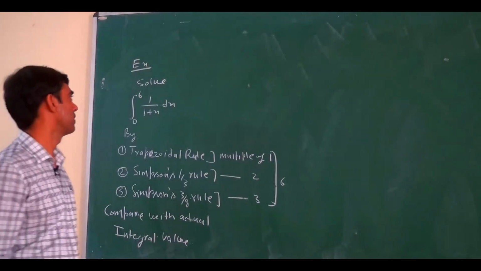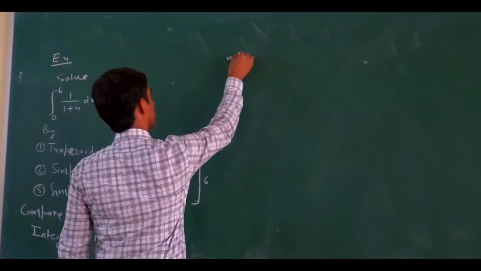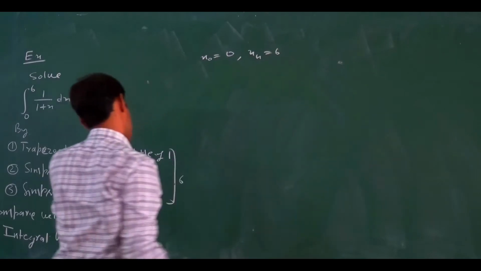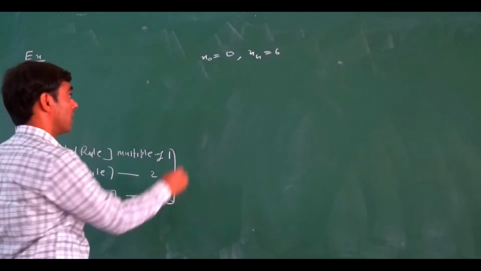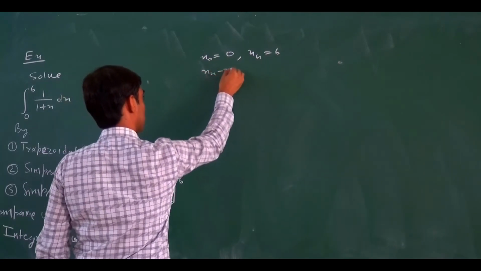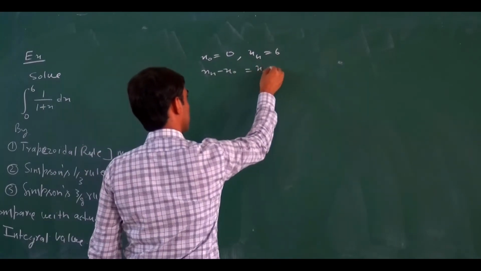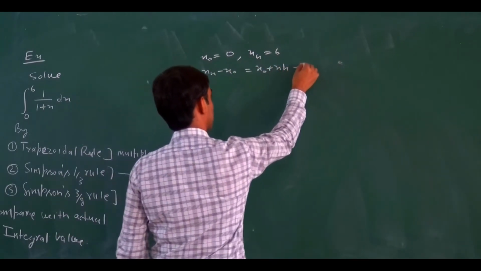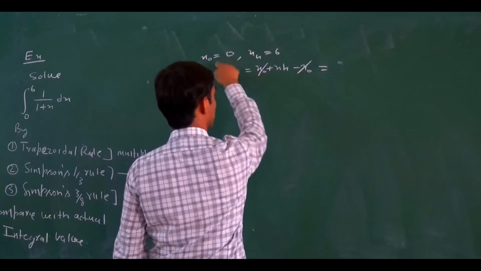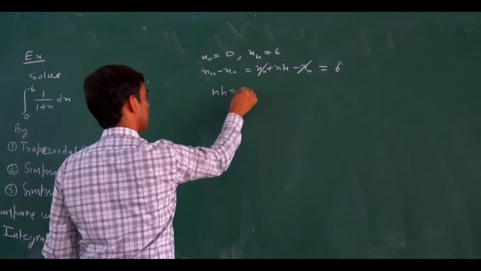Here, what is the value of x0? x0 is 0, and xn is 6. So xn minus x0 equals x0 plus nh minus x0. The x0 cancels out, and this is 6, meaning nh equals 6.